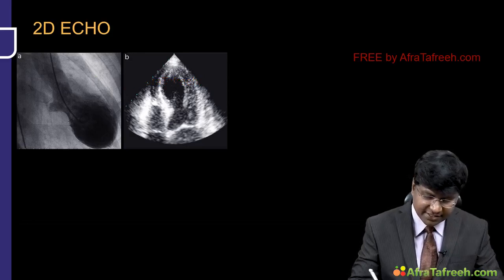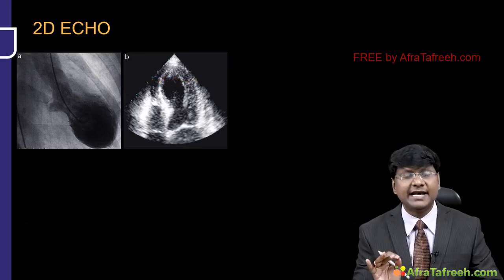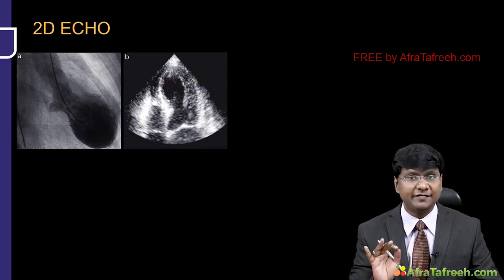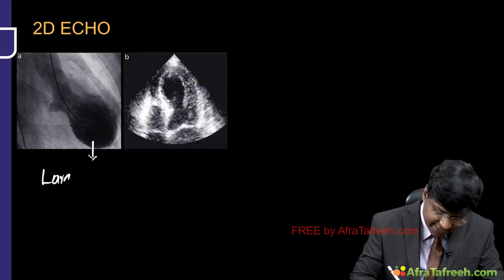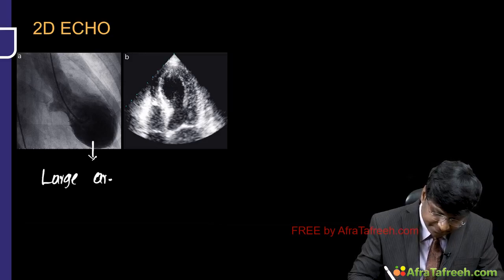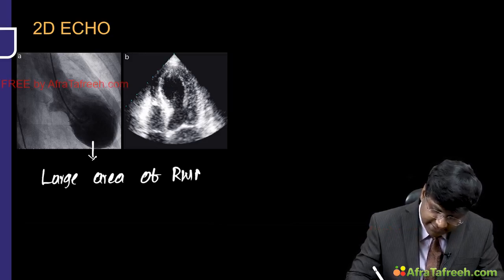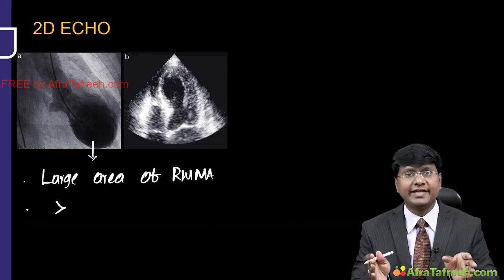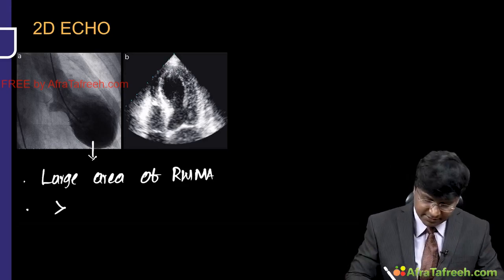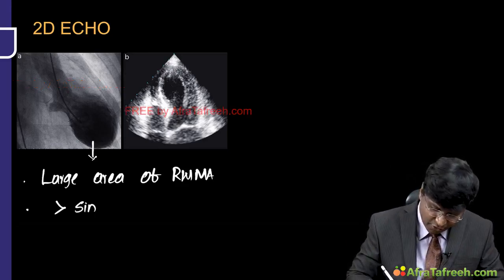Now the next important is the 2D echo, right? This we have already discussed, but let me just quickly recap what the echocardiographic findings will be. So first and foremost, there will be a very large area of regional wall motion abnormality, and this regional wall motion abnormality is present beyond the distribution of a single epicardial coronary artery.